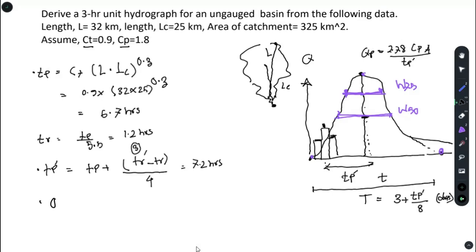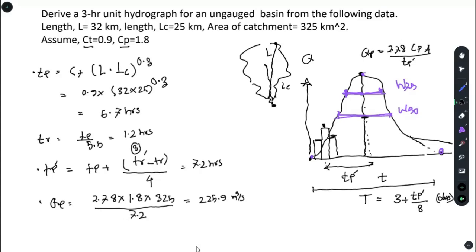Now you want to know the peak discharge QP, and I have written the formula here. It is 2.78 multiplied by CP. In this case, CP is 1.8, and area should be in square kilometers. Sorry, area is 325, over TP prime. Here TP prime is 7.2. So QP would be 225.9 meter cube per second if we use this formula.